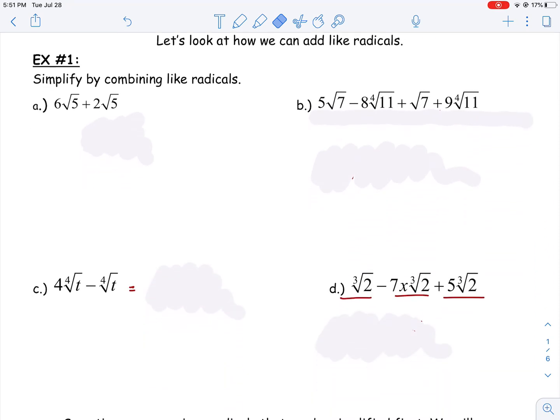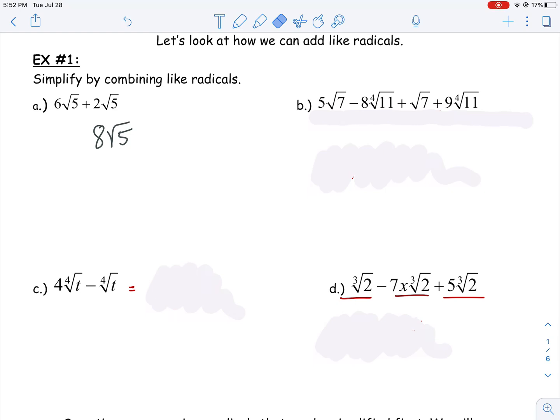Example number 1 asks us to simplify by combining like radicals. In A, we have 6 rad 5 plus 2 rad 5. Well, because they're the same exact radical with the same radicand, we can add them together and say that we really have 8 rad 5. You notice that I didn't say 8 rad 10 or 8 rad 25, right?